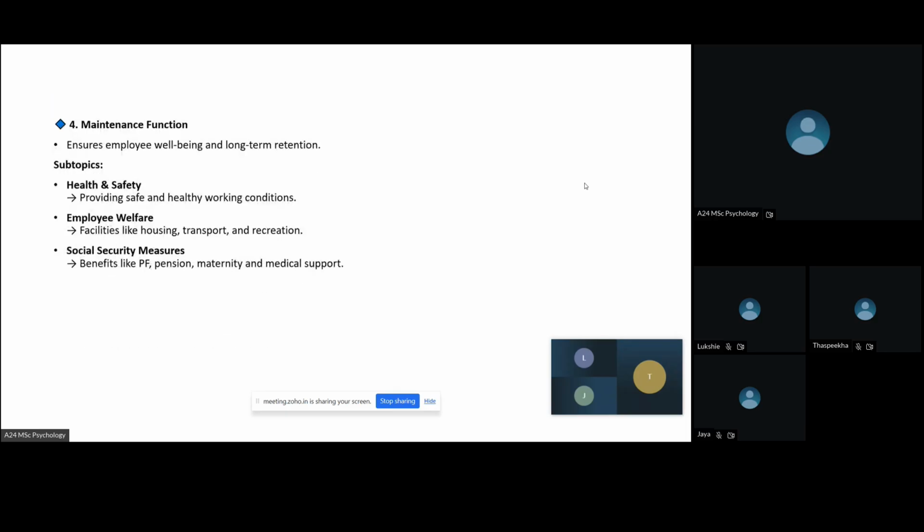Moving on, we have maintenance functions. From the name itself, we can see that maintenance is nothing but ensuring employees' well-being and long-term retention. We need to make sure that as long as the employee is performing well and the project is going well, we follow the retention policy and make sure this employee stays within the company. So for that, we need to provide safe and healthy working conditions in the office. And then we need to make sure housing, transport and recreation facilities are available in a welfare aspect, as we were seeing yesterday.